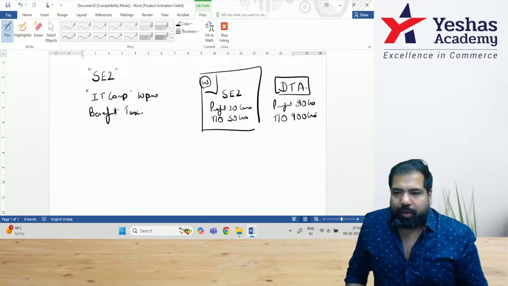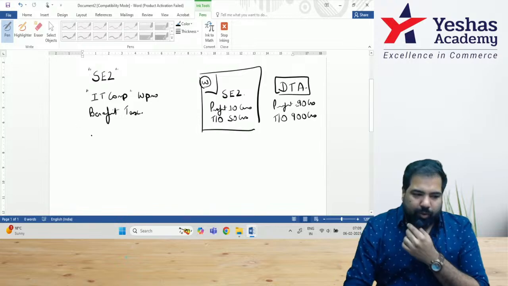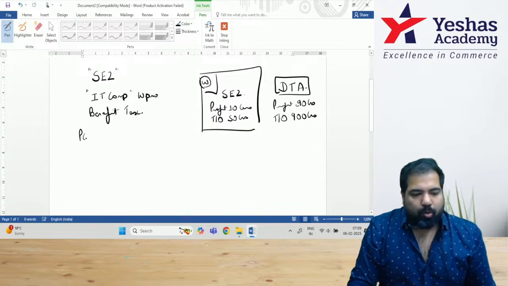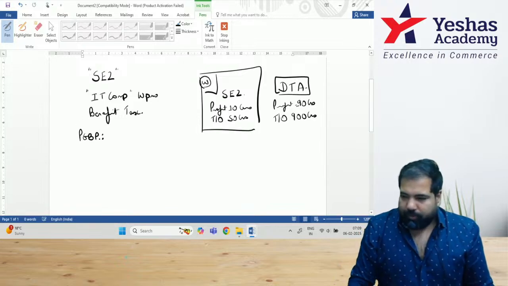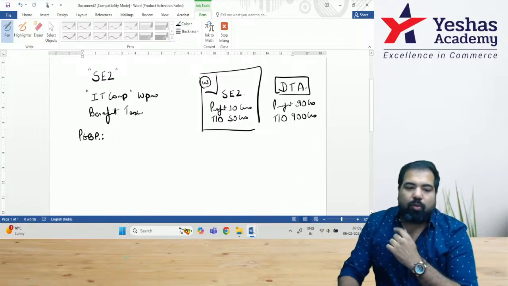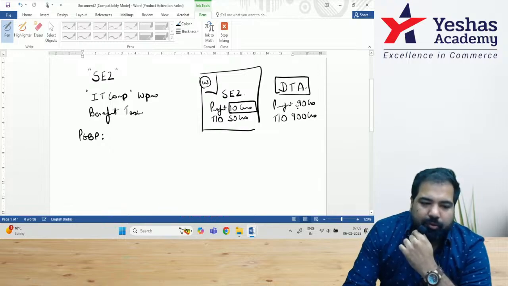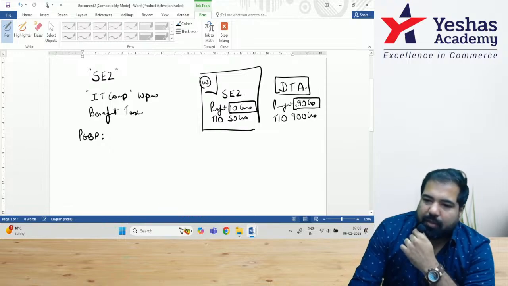Guys, is Wipro doing a business of software services? Yes, everyone, more participation. Are they doing a business? So first, which head opens up for them? PGBP. Because they're doing a business, whether it's from SEZ or outside, they're doing a business. So what is the profit, guys? 10 crores. Excellent. What else is a profit? 90. So total profit is how much, guys?